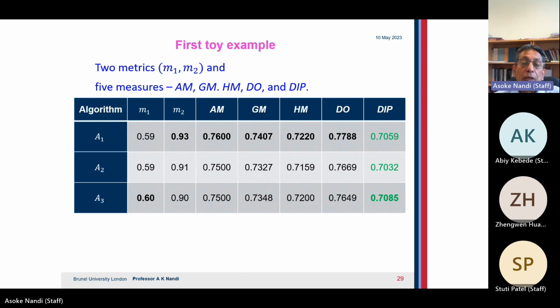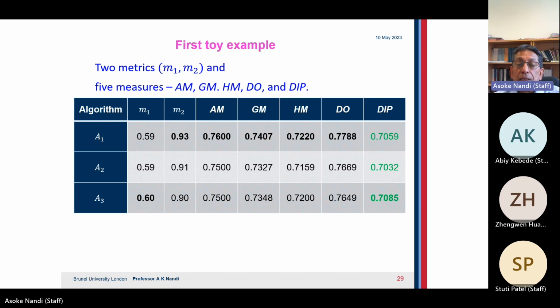You look at the AM value using these, and you get this set. According to AM, this is the best, because that's bigger than these two. Then you get to GM, and GM says you have these ones. And again, you see this is the biggest. So according to GM, that's the best. Note that these numbers don't match, but that doesn't matter. They don't match because they're different things. So that's not surprising. HM, again, that's the best because that's bigger than these two. And DO, this one is the best. They're bigger than these two.